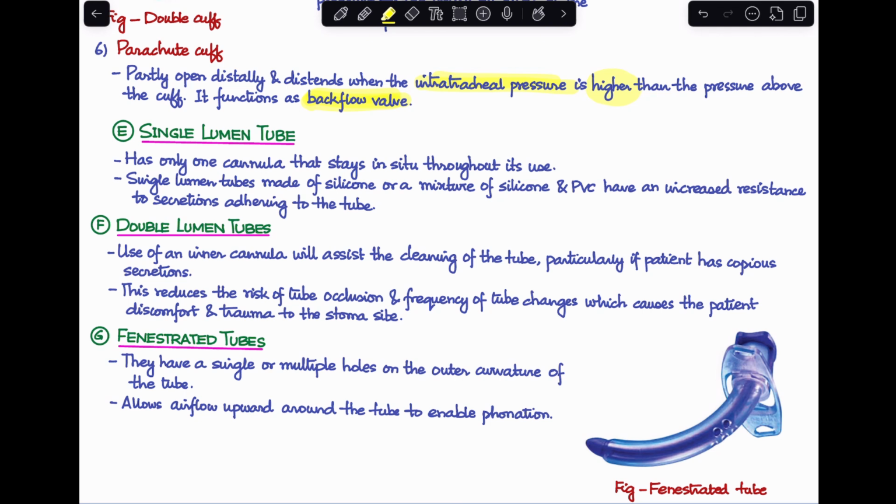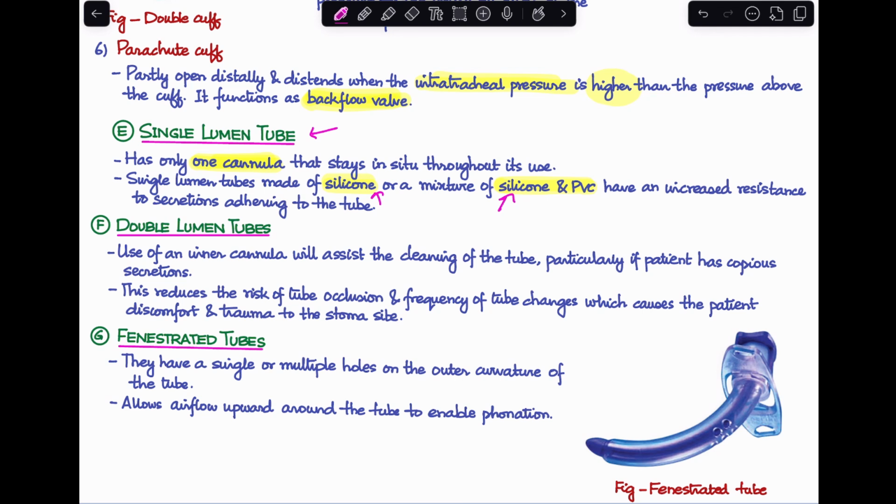First talking about the single lumen tube, as the name suggests, it only has one cannula which stays in situ throughout its use. Usually, single lumen tubes are made of silicon or a mixture of silicon and PVC because these have an increased resistance to the secretions adhering to the tube. Since we do not have an inner cannula in this case to remove and clear out the secretions, the usage of silicon is very useful over here because this material does not allow the secretions to adhere to the tube, and also it reduces the bacterial adherence to the tube.